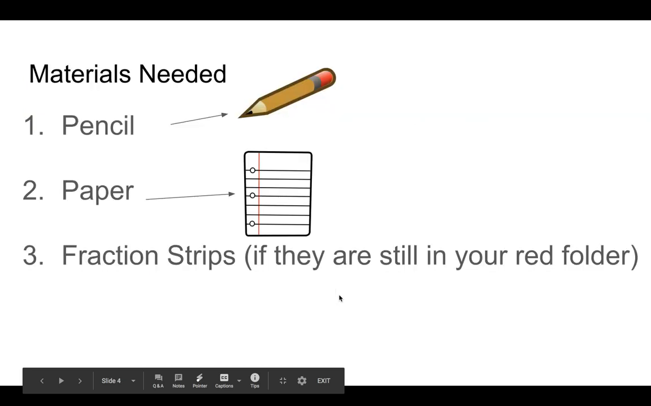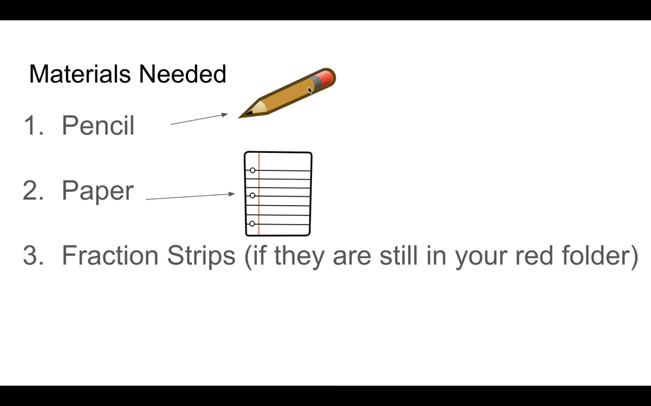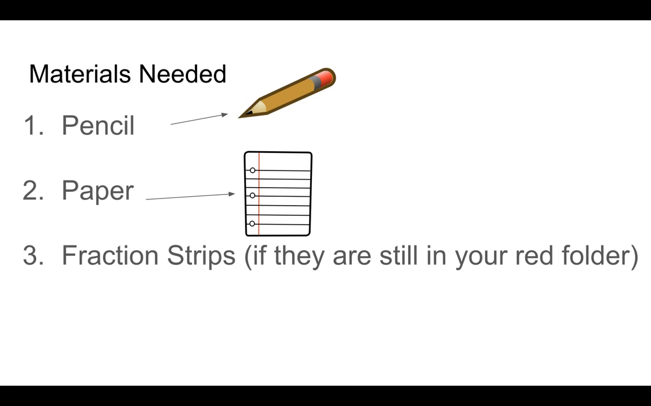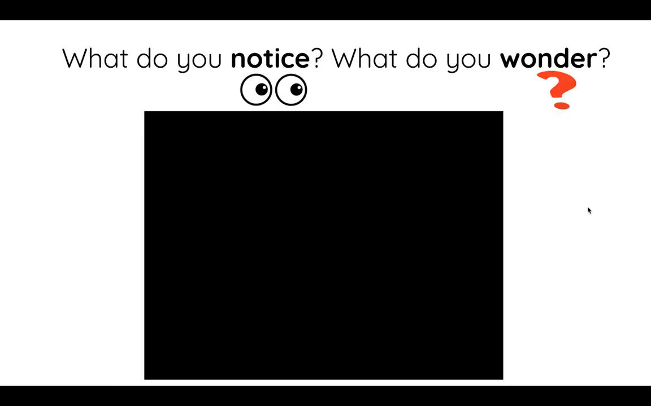The materials you will need today are a pencil or a marker or crayon, something to write with, and a piece of paper. It doesn't have to be totally blank like this. You can write on the back of a notebook piece of paper, or even if there's a little bit of writing on it, that's okay. You just need a little bit of room to write and show your math work. Number three, if you still have your fraction strips that we used earlier in the third quarter, they should still be in your red folder. If you have your fraction strips, those would be great to help you with the lesson today. If not, no problem.